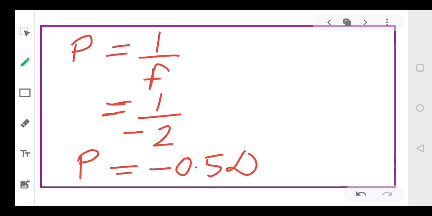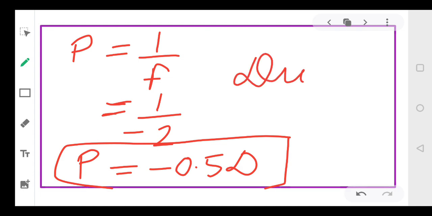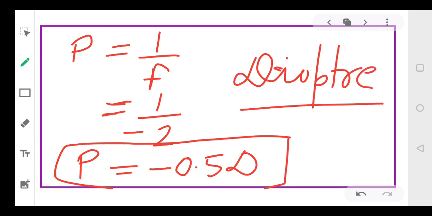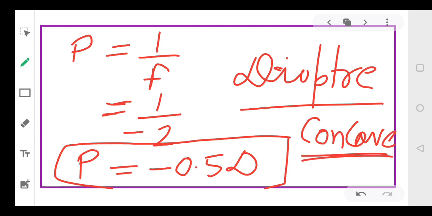minus 0.5 diopter. Why are we writing diopter? Because it is the SI unit of power. So what is the SI unit of power? Diopter. Right? So the power is minus 0.5 diopter. And what is the lens? Since the value is in minus, this means concave lens. Power is in minus, so the lens we will use is a concave lens.